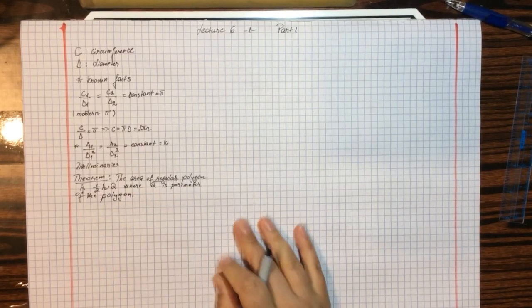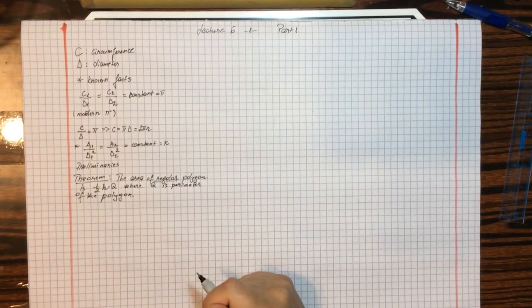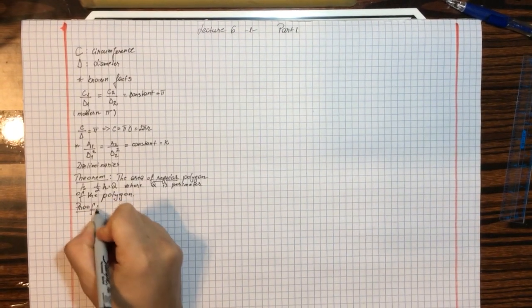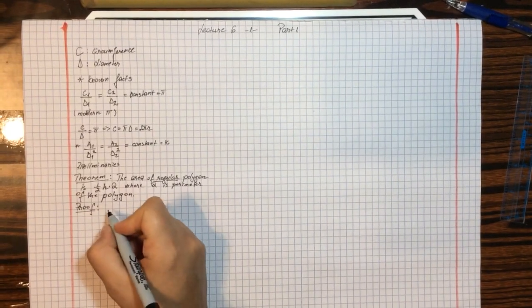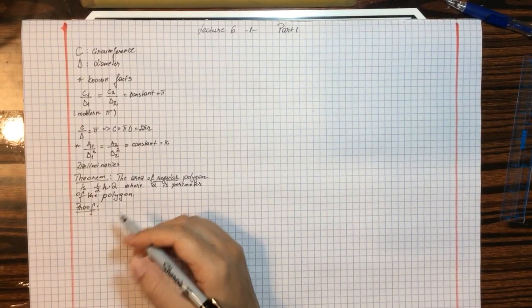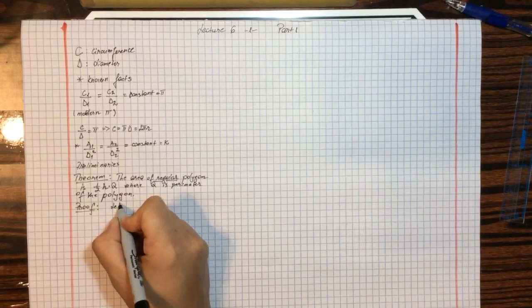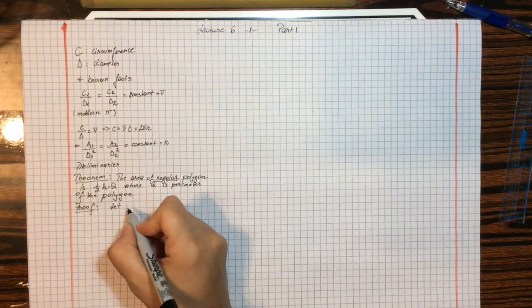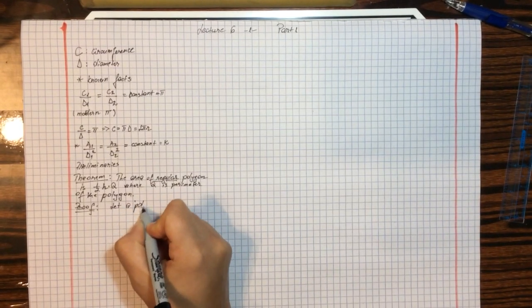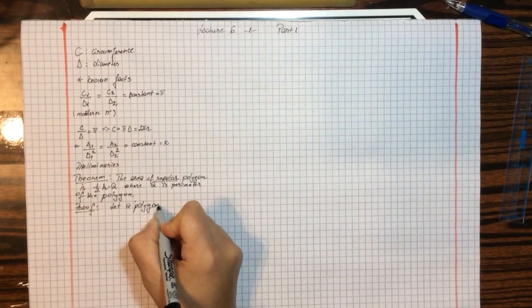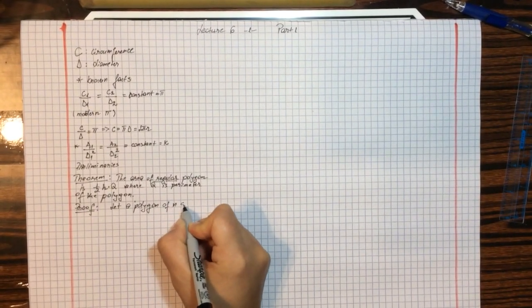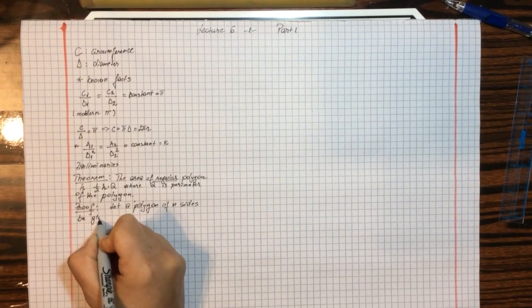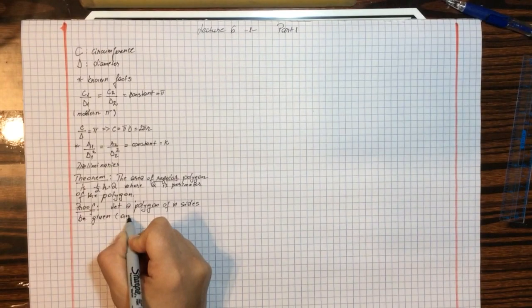Okay, the proof is not very difficult. I shall give you the proof. So let some polygon of n sides be given. A regular polygon, that is.